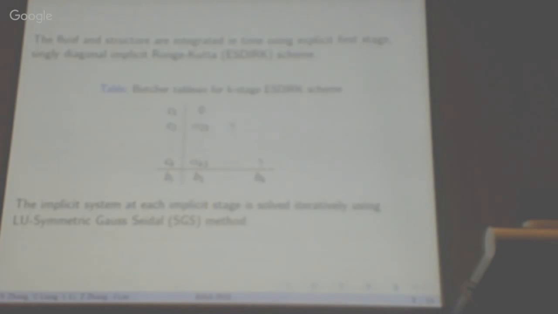And for the fluid and the structure, here we employ the ASERK scheme. It's called the explicit first stage singly diagonal implicit Runge-Kutta method. This is the Butcher tableau for the k-stage ASERK scheme. For the ASERK scheme, the first stage is explicit, and the rest of the stages are implicit. And also, the coefficients located at the upper triangle are 0. And the diagonal coefficient for each implicit stage is the same. Using the ASERK scheme, for each implicit stage, we will get one implicit system. So here we just use the LU-SGS, the lower-upper symmetric Gauss-Seidel method, to solve this linear implicit system iteratively.